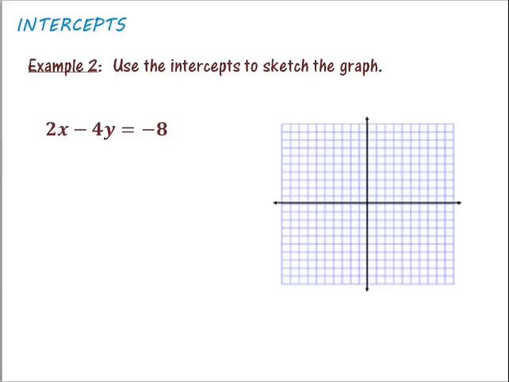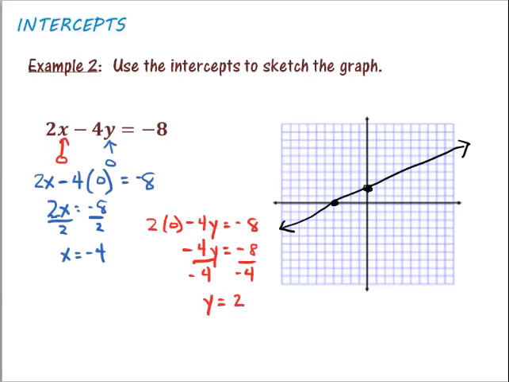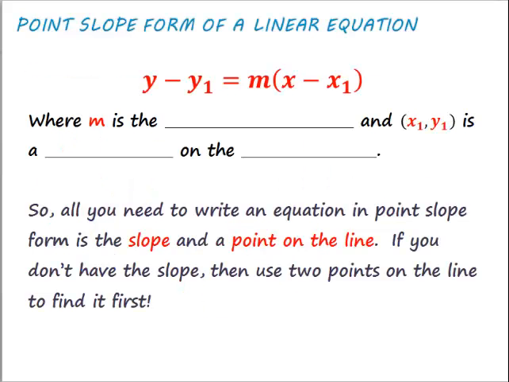Right, now you take a moment and see if you can work through example 2. Go ahead and pause the video and work it out, and then turn it back on when you get ready to check your answer. Okay, so when you plug in 0 for y, you get x equals -4. Plug in 0 for x, you get y equals 2. So I'll plot those points on the x-axis and the y-axis. -4 on the x-axis, 2 on the y-axis. Hope you did well. Let's go ahead and move on now to point-slope form of a linear equation.